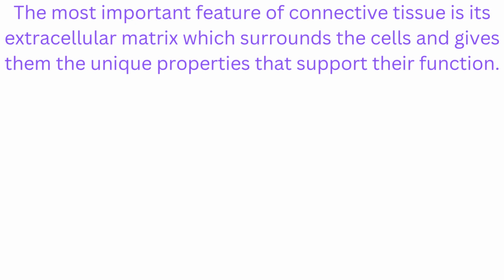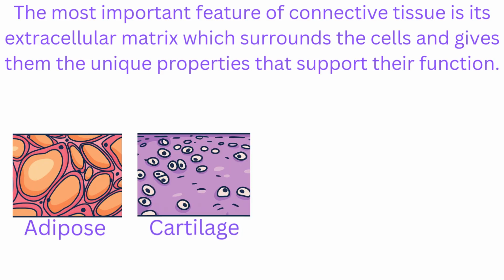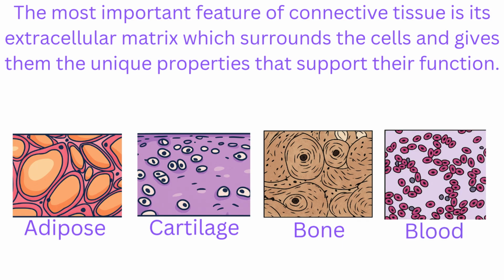Examples of connective tissue include adipose tissue that stores energy in the form of fat, cartilage that provides flexible support, bone that gives structure and protection, and even blood, a liquid connective tissue that transports gases, nutrients, and immune cells throughout the body.